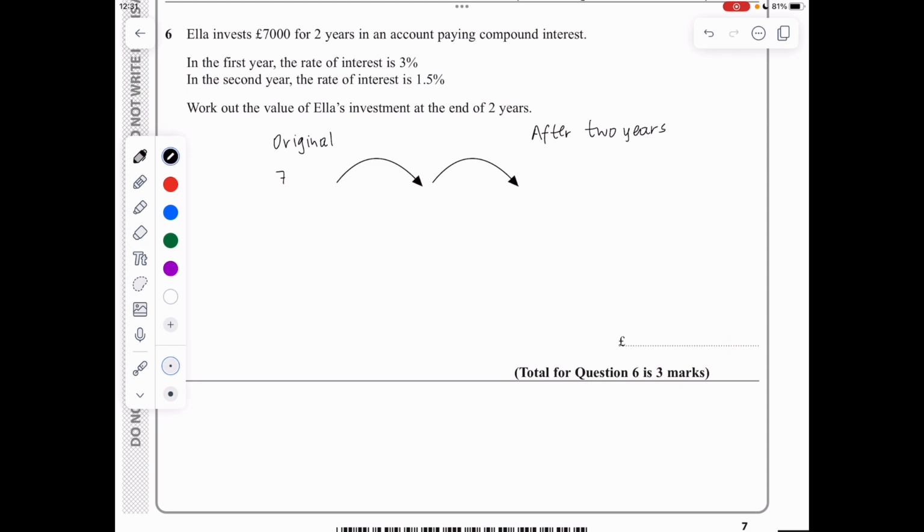So we started off with £7,000. In the first year, we had a plus 3%, so we have increased by 3%, and in the second year by 1.5%. Well, the multiplying factor associated with an increase of 3% is 1.03, and for a 1.5% increase, it's 1.015, and therefore the value of this investment will be 7,000 times 1.03 times 1.015, and this gives an answer of £7,318 and 15 pence.